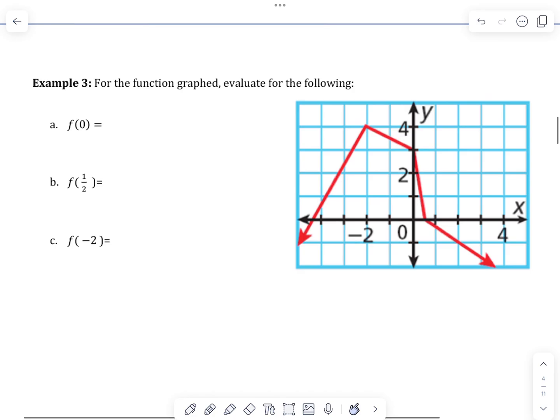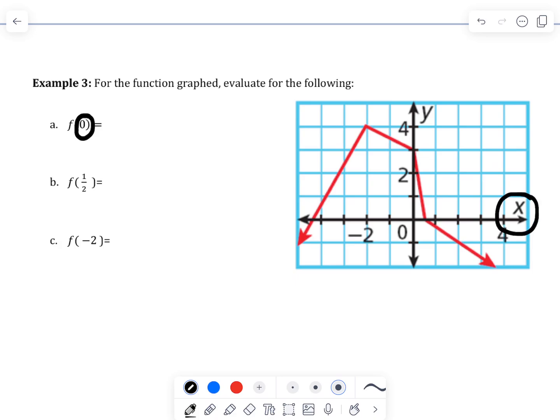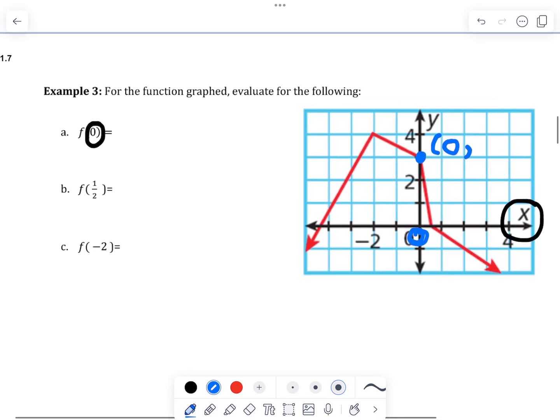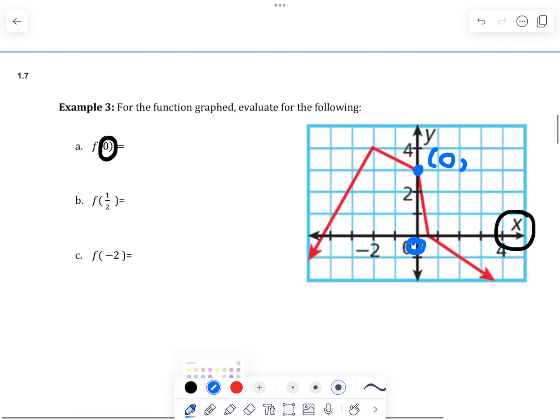Now we have a graph of a function, and we want to evaluate the function. So the input represents the x. So f of 0, so here's our x-axis. And we're going to go to that x-axis at 0, so here's 0. And we go up and find that red curve. So this ordered pair right here is over 0, up 3. So f of 0, the output is our y value of 3.